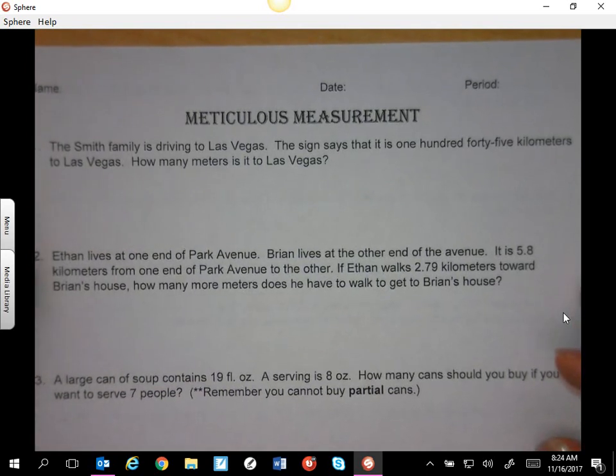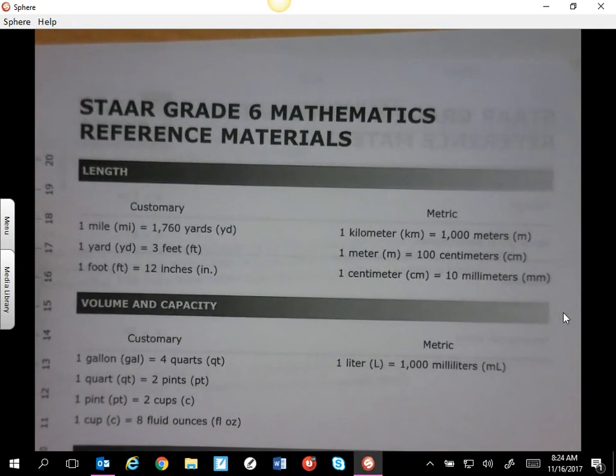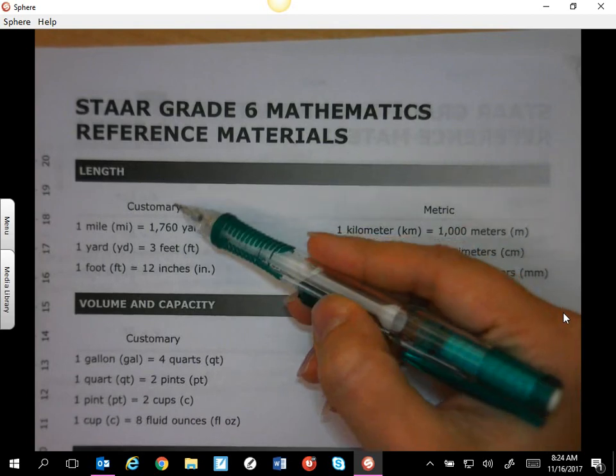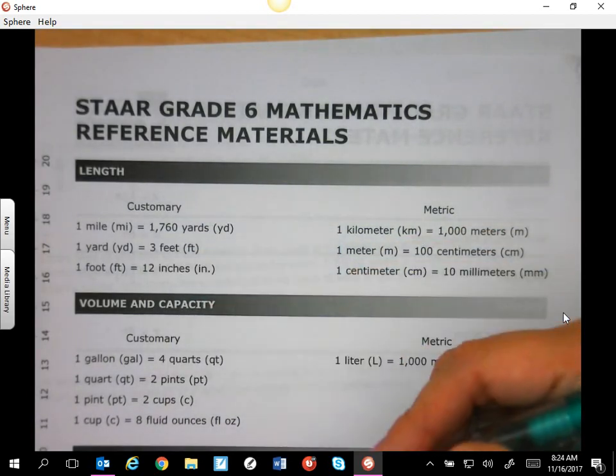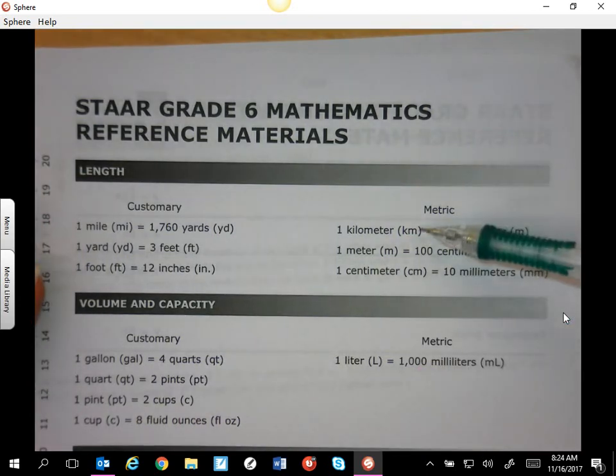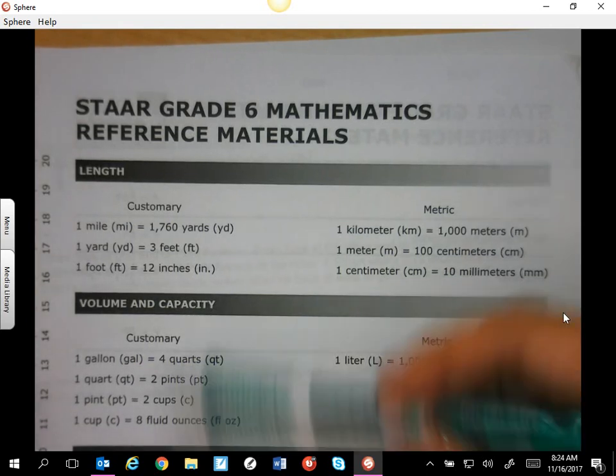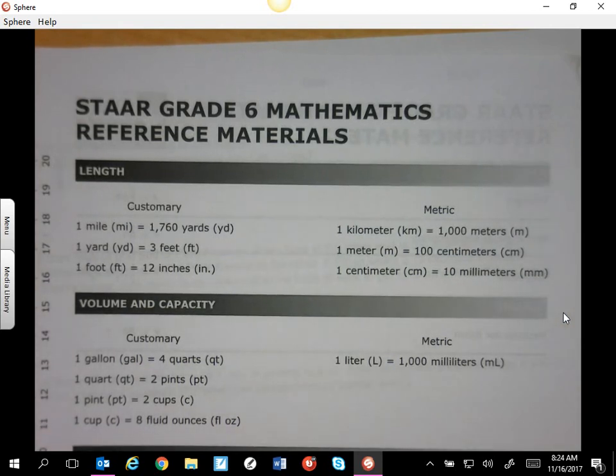We have two different types of units that we measure in. We have customary: miles, yards, feet, inches. These are the ones we use almost all the time. And then we have metric, which is millimeters, centimeters, meters, kilometers. Now, everybody got a smaller version of this formula chart in class today, so make sure that you're using it.